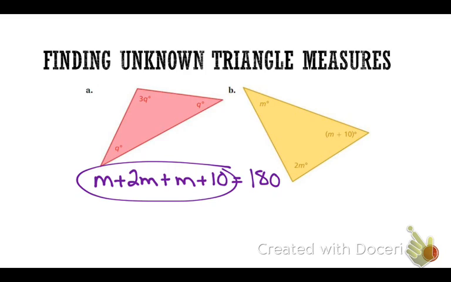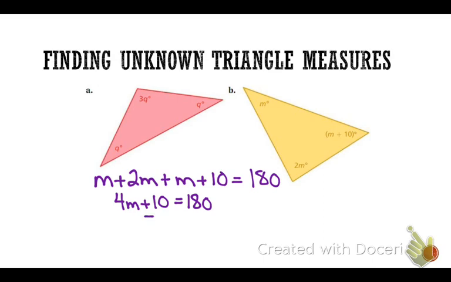All the m's, right? Deasia, what did you get when you combined your m's together? m plus 2m plus m. Very good. 4m plus 10 equals 180. Minus 10 from both sides. 4m equals 170. Divide both sides by 4.